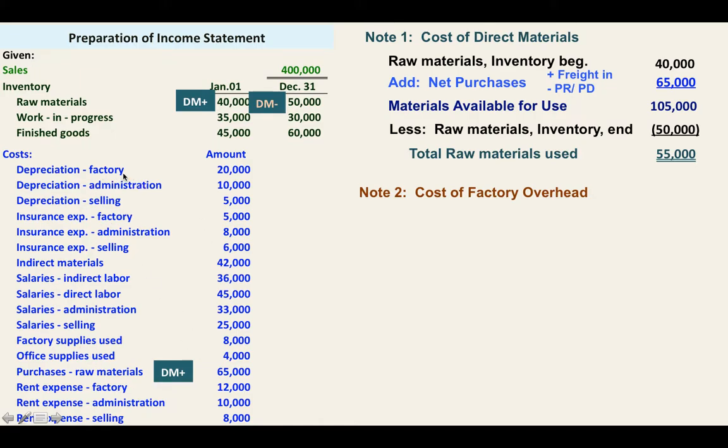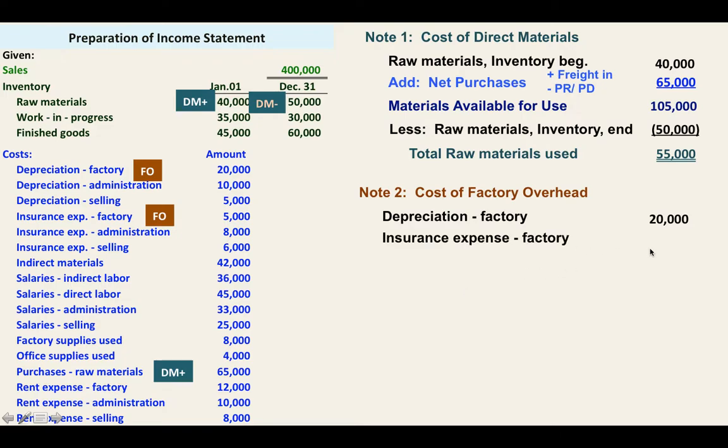So here, depreciation factory. It means that that is for the factory. That's factory overhead. So we will have here depreciation factory of 20,000. Here we have depreciation, administration, selling, insurance expense factory. That is factory overhead. So we have to write insurance expense factory of 5,000 and go down here. You have here indirect materials, and we have learned that indirect materials is part of factory overhead. So we will write indirect materials as part of our note, okay, of 42,000. Here, the next one is indirect labor.